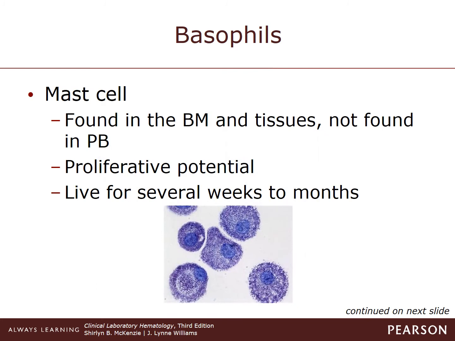Now, mast cells are known to function similarly to basophils, but in tissue. They are not found in the peripheral blood. They have a high proliferative potential and can live for several weeks to months inside tissues. Now here, when you're looking at these cells, the nucleus is round and surrounded by a dense population of granules. And the granules contain acid phosphatase, protease, and alkaline phosphatase. These mast cells and basophils are very distinct and terminally differentiated cells.